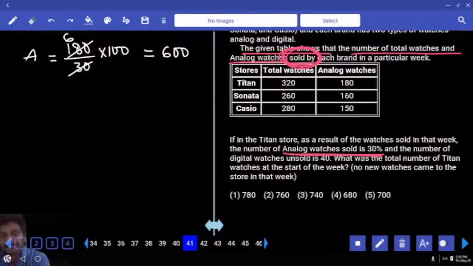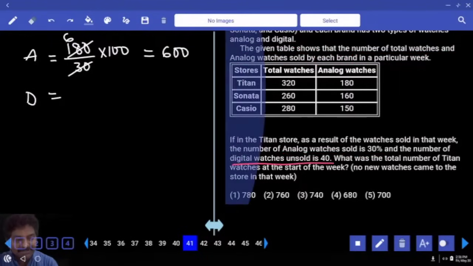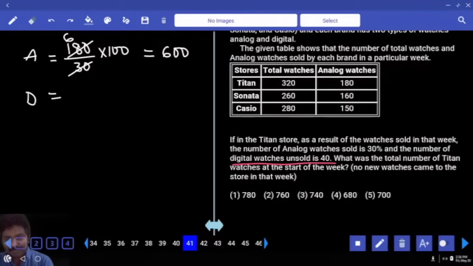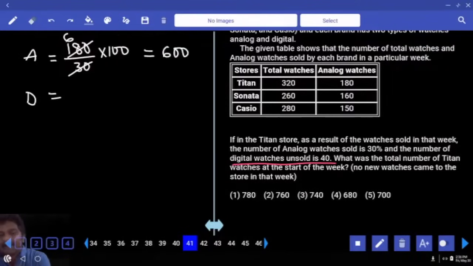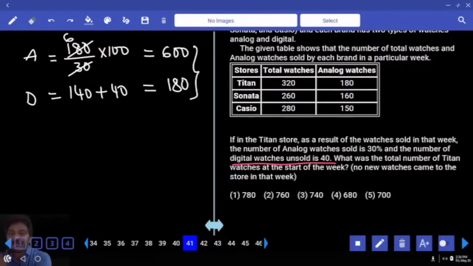Got it? Now let me talk about digital. Number of digital watches unsold are 40. Then total digital watches are those which are sold plus unsold. Sold are 140, unsold are 40. Total digital watches are 180. Now at the beginning of the week, total how many Titan watches are there? 600 plus 180, 780.